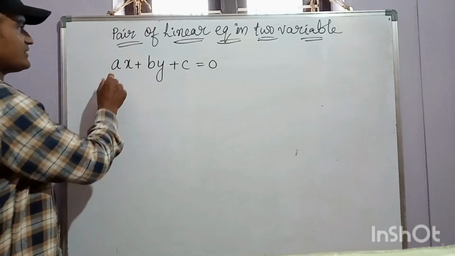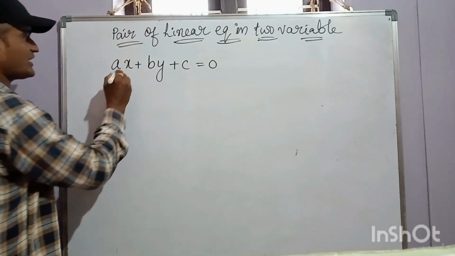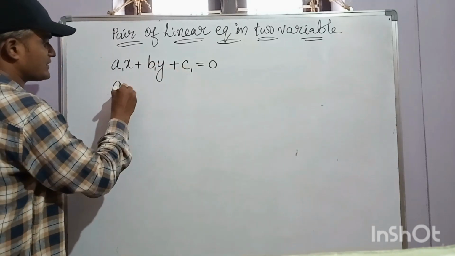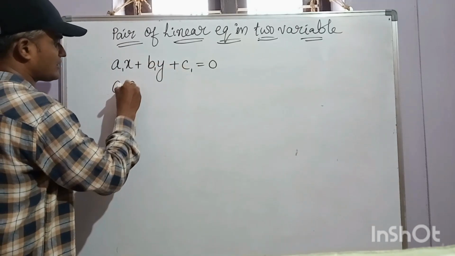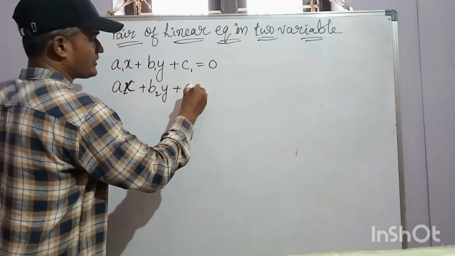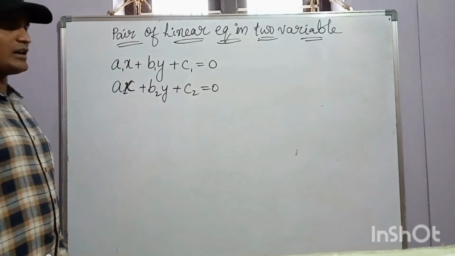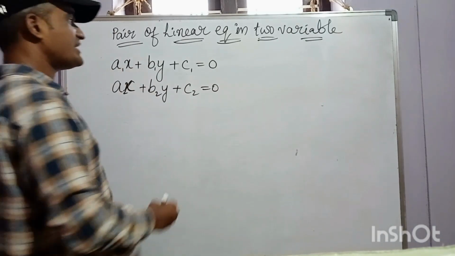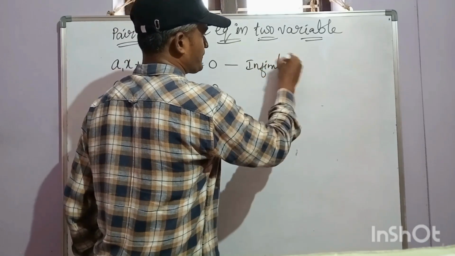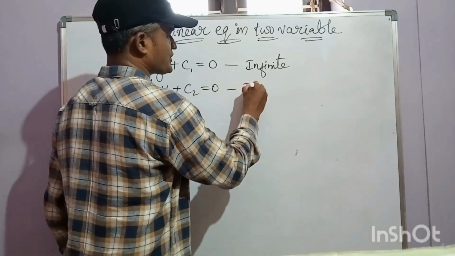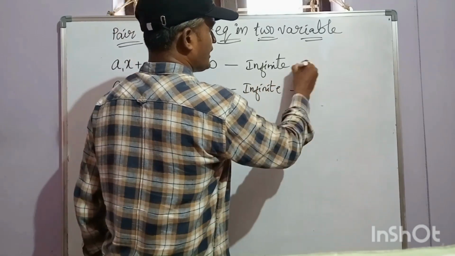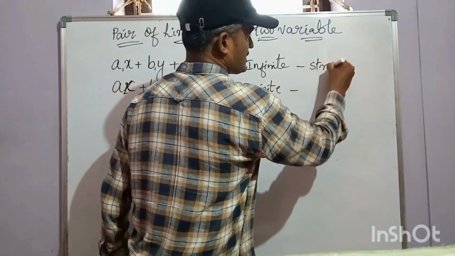We want a pair, so we are taking a1x plus b1y plus c1 is equal to 0 and a2x plus b2y plus c2 is equal to 0. This is called a pair of linear equations. Each equation has infinite solutions individually. Each equation represents a straight line.